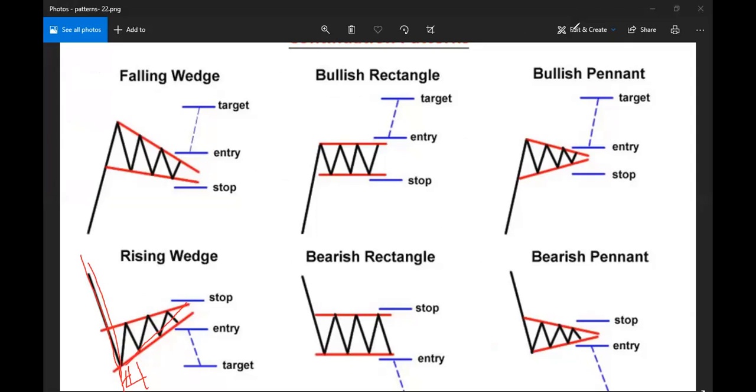Sorry about that. The market retraces in this wedge pattern to give you what? A higher low.